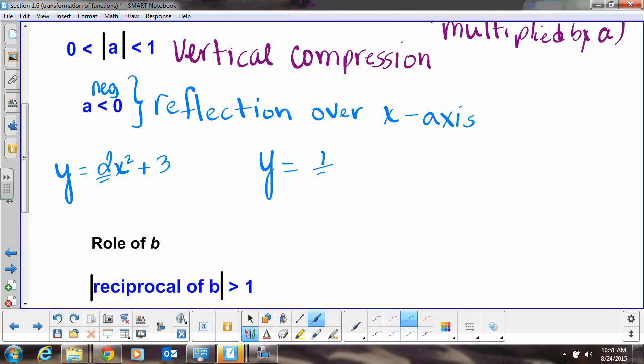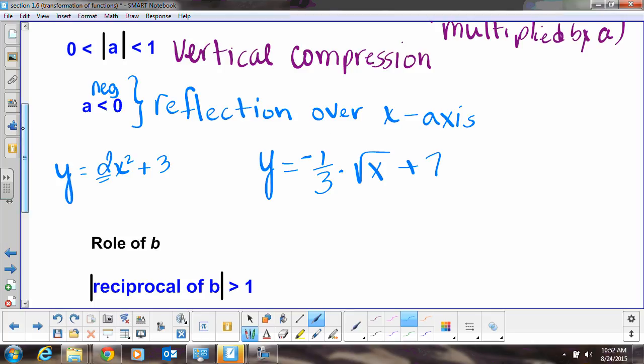If I have y equals 1/3 square root of x plus 7, what is the 1/3 doing? No, negative. Let's make it negative. Vertical. Okay, there's a reflection over which axis? X-axis, and there's a vertical compression by a factor of 1/3.